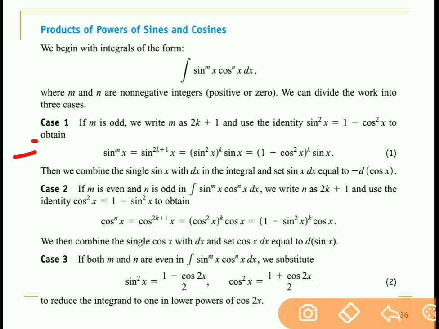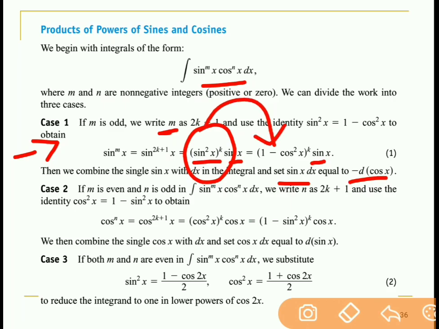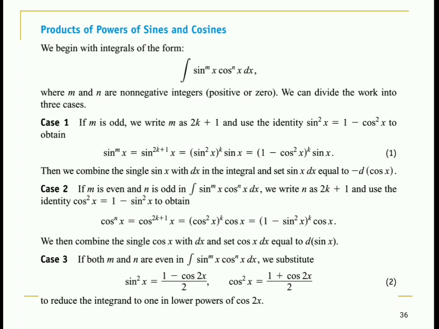So whenever you come across an integral of the form sin x raised to m into cos x raised to n into dx, you have to check whether m is odd or even. If m is odd, then we convert it into an even power of sin x into sin x. Finally, sin x into dx will be written as the derivative of cos x, and the even power of sin square x can be converted using the identity 1 minus cos square x raised to k.